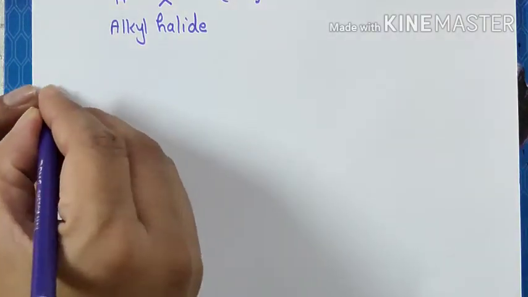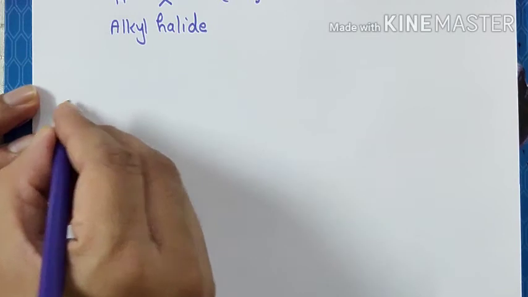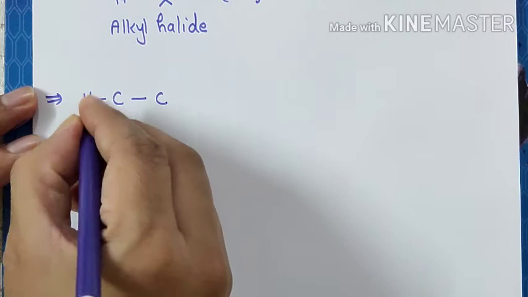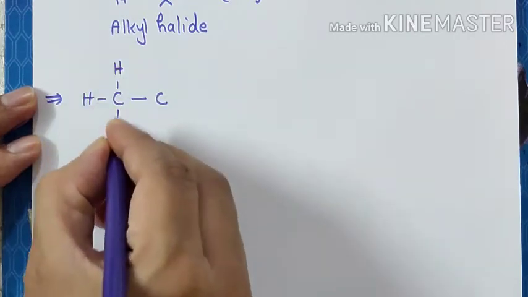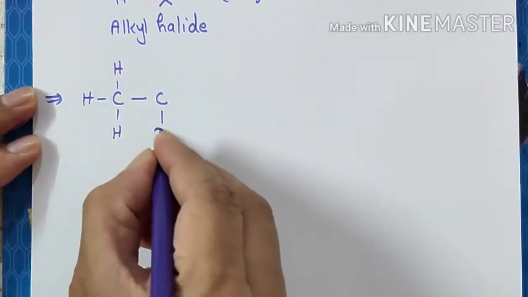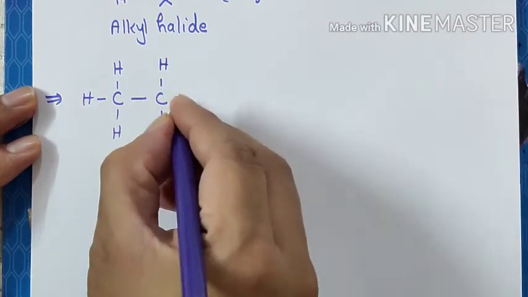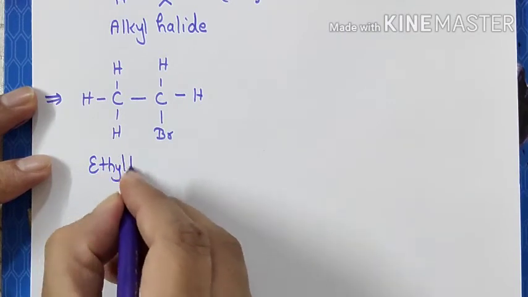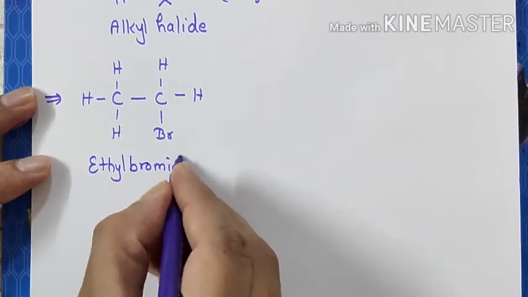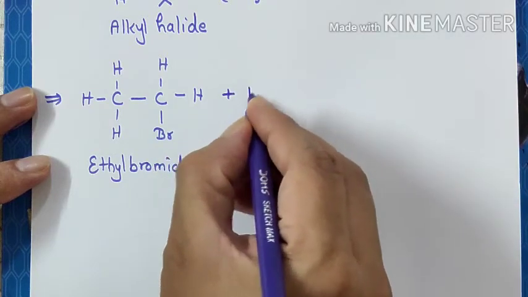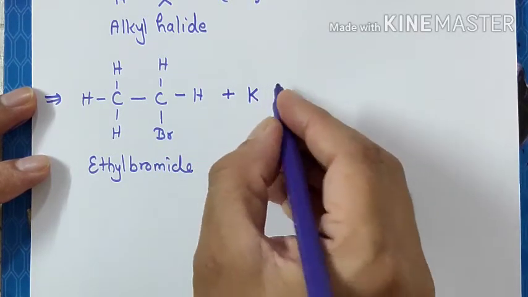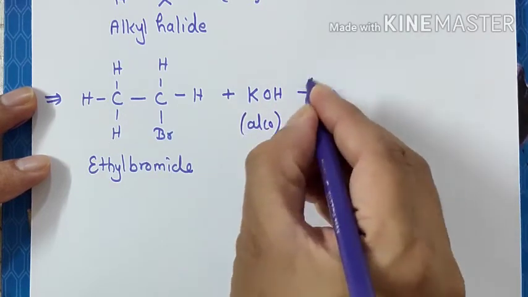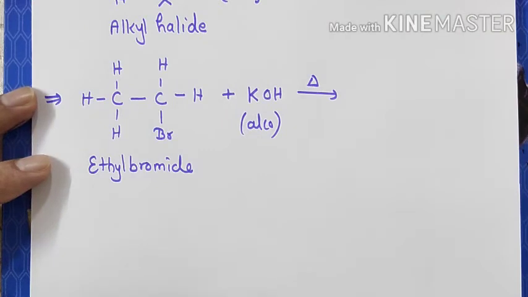With that, let's see some examples. First example, suppose I take ethyl bromide. And I treat this ethyl bromide with KOH. Again, you should understand this is alcoholic. What will happen?